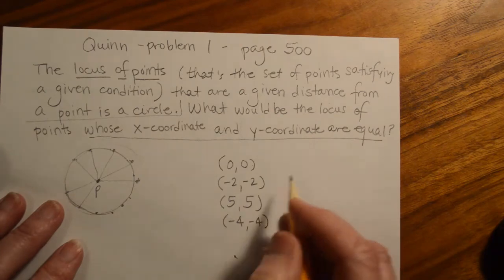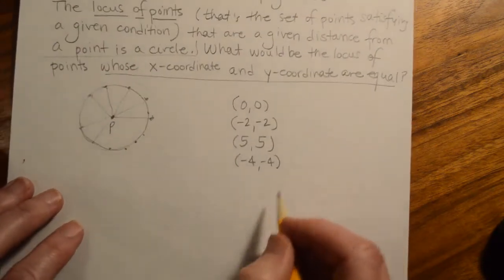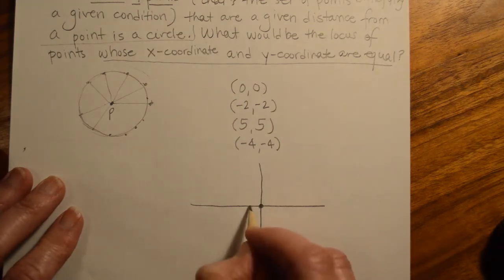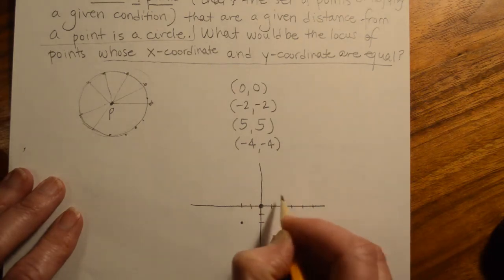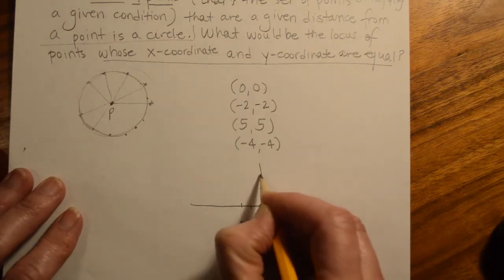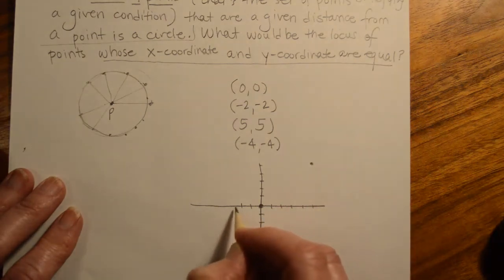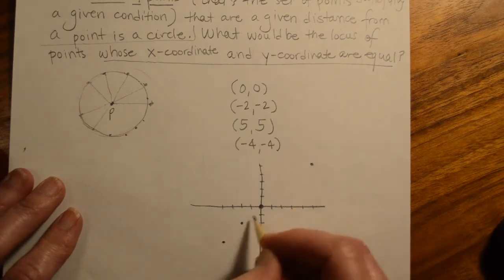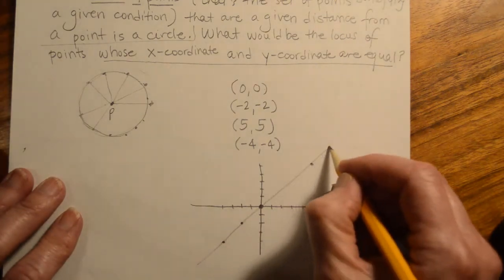So what does that look like when we plot all of them, like we plotted all these points that were 1 inch away from P? Well, let me go down here and give us a little bit more room. So 0, 0 is right there. -2, -2 would be right here. 5, 5. Trying to be neat here so it's obvious when we're done what this is. All right, here's 5, 5. -4, -4. All right, I think I might have drawn these a little bit too close together, but hopefully you see that all of these points lie on this line right here.